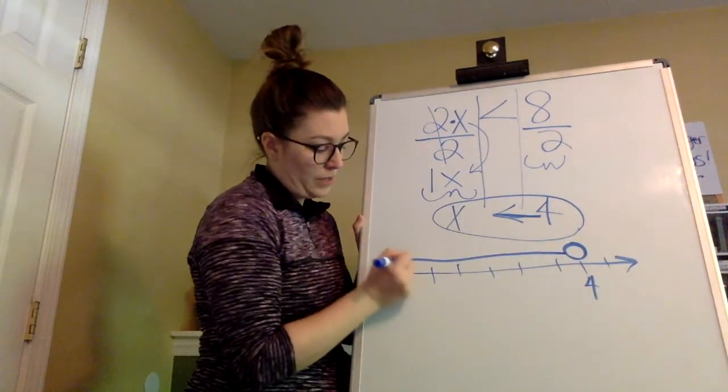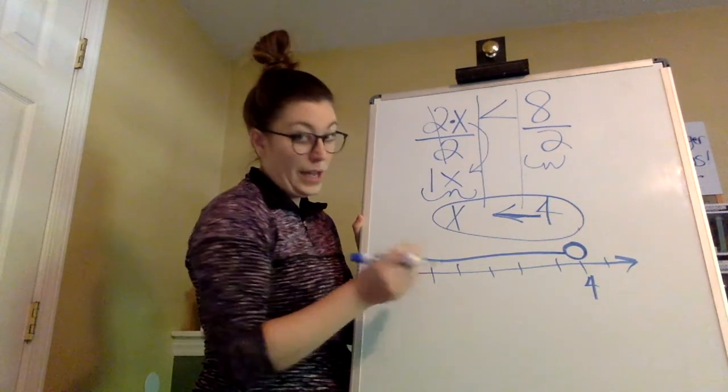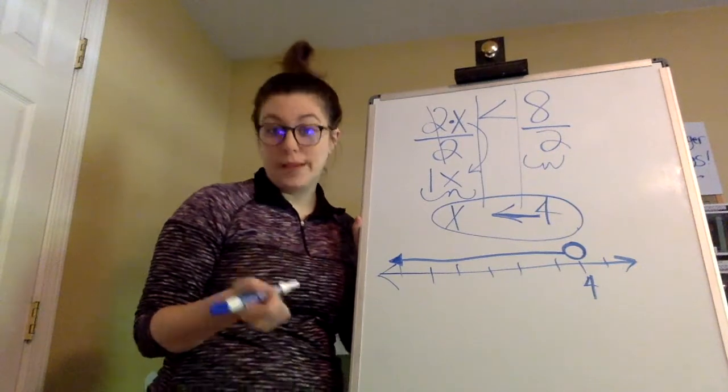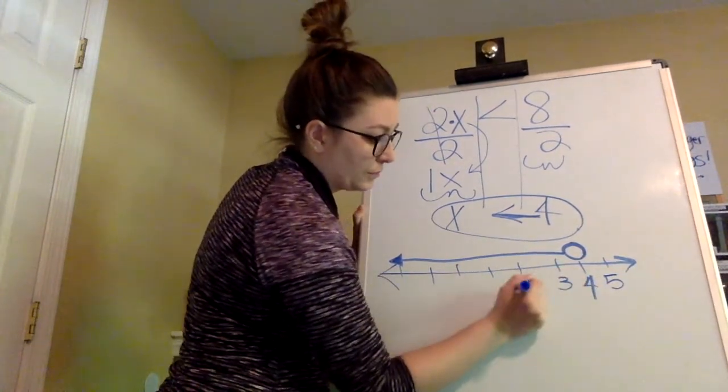All of these numbers that we are passing should be less than 4. If they are not, then we have done something wrong. We need to go back and check. So fill in the rest of your numbers.